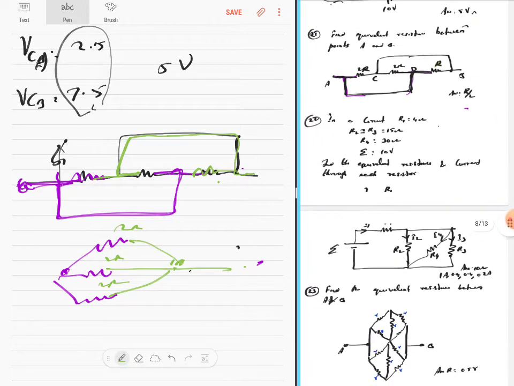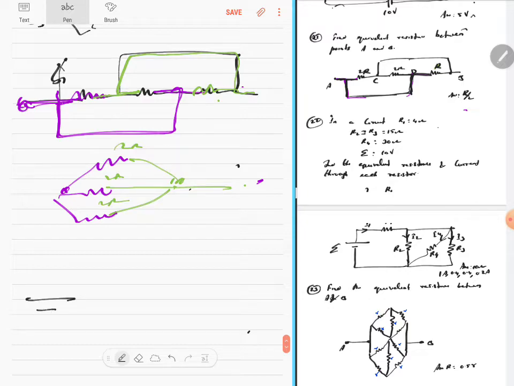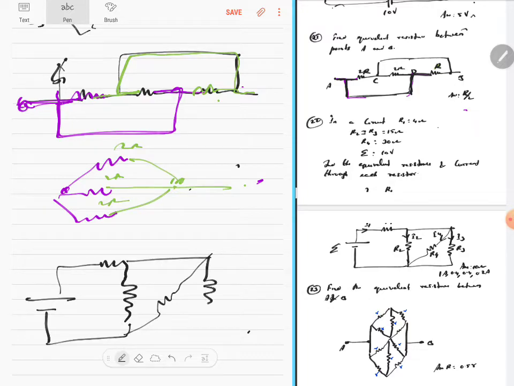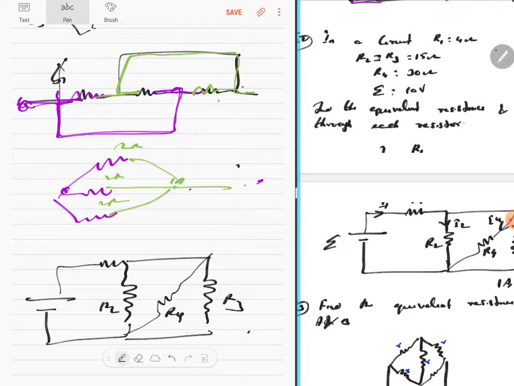This is the 22nd sum. You have a battery like this, you have a resistor, you have another resistor like this, you have a resistor like this, you have a circuit, you have a resistor like this. This is R3, this is R4, this is R2. What is given here? What have I written there? 5 amps. Where is the sum here?